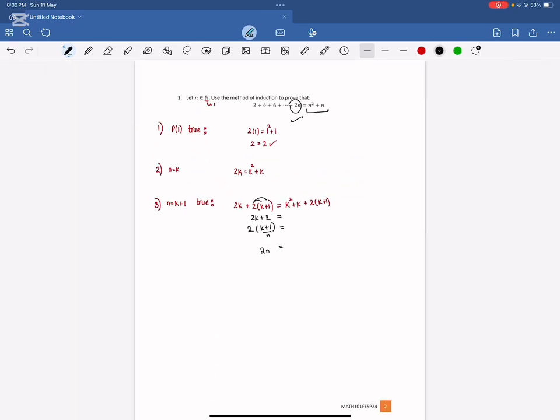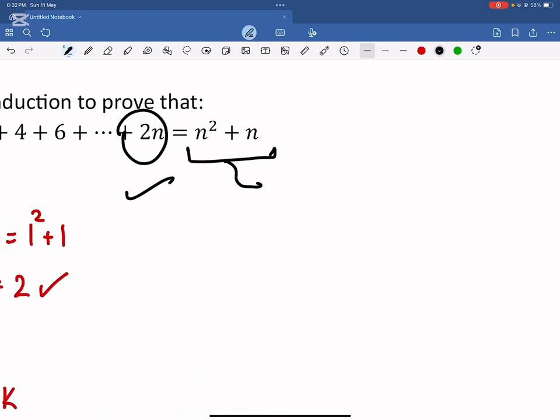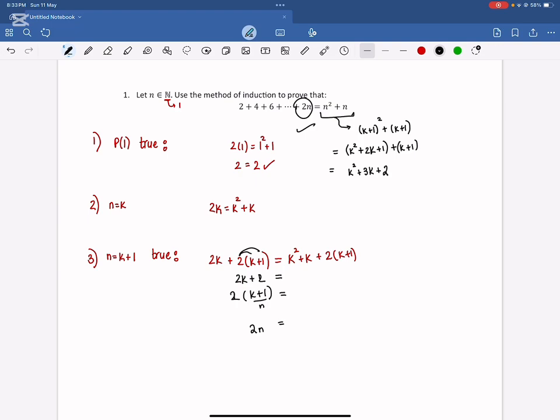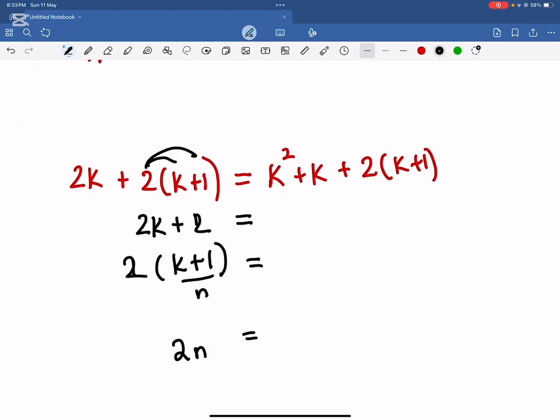Now, the other side. The other side is n, which is k plus 1, squared plus n, which is k plus 1. Okay, if I want to expand this, it will be k squared plus 2k plus 1 plus k plus 1. Okay, this is k cubed, no, I mean k squared plus 3k plus 2. Now let me do it here.